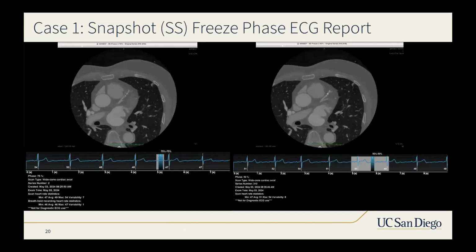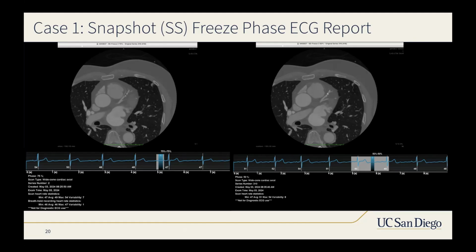So this is case one. I'm just showing here on this slide two key snapshot freeze reconstructions side by side. One is at 75% of the RR interval on the left, and one is at 50% on the right. And you can see the accompanying ECG traces. Each snapshot freeze corresponds to a specific moment in the patient's heartbeat, which in turn controls the cardiac cycle and where the CT data is acquired.